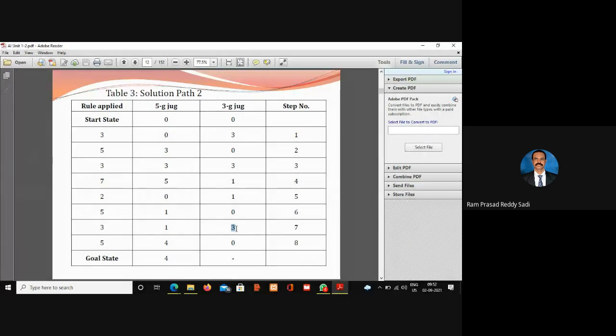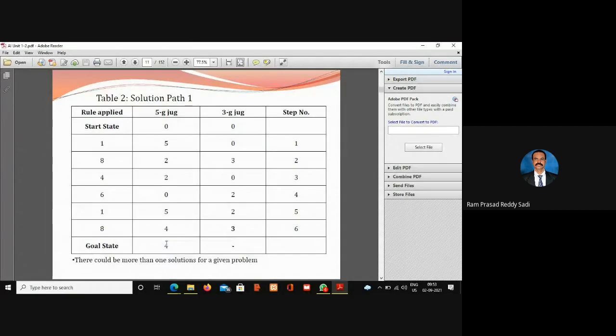Look at this. Now apply rule number 5. That means again pour this water into the 5 gallon jug. Now 1 plus 3, what happens? 4. Now what is the quantity of water left over in the second jug? 0. But did you reach the goal? See, we are not worried about the quantity of water that is left over in the second jug. We are only worried about the quantity of water that's left over in the first jug. So our goal state is reached.